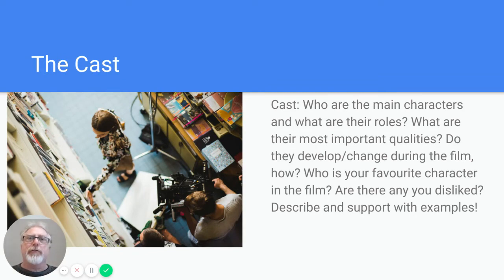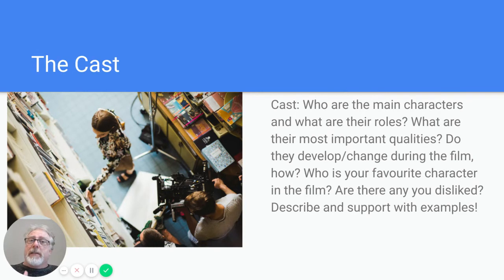The main characters. Who are these actors? What were their roles? What were the most important qualities? What did you like about them? Important, did they change or develop? Did someone go from a good guy to a bad guy? Did someone go from an introvert to an extrovert? Did something happen with these characters?